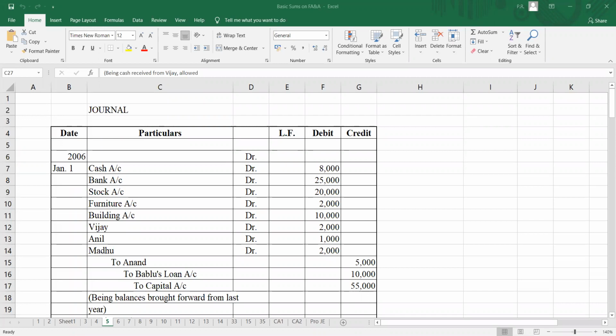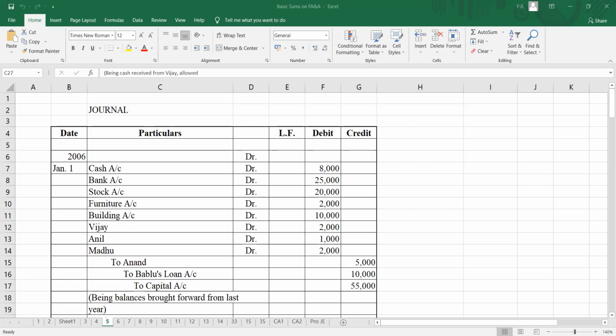Journalize the following transactions in the books of trade. Also make the ledger postings and prepare a trial balance. So first in this sum, we are going to do only journalizing the transaction. We have been given certain debit balances as on January 1, 2006, and we have also been given certain credit balances as on Jan 1, 2006.